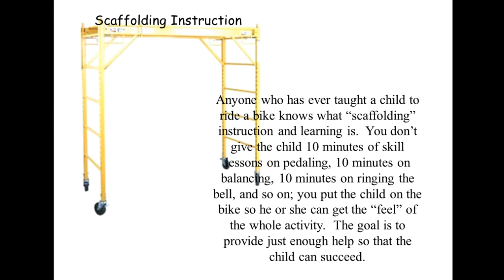You don't give the child 10 minutes of skill lessons on here's how you pedal, and here's how you balance, and here's how you ring the bell. You generally put the child on the bike so they can get the feel of the whole activity, and then you provide just enough help so the child can succeed.